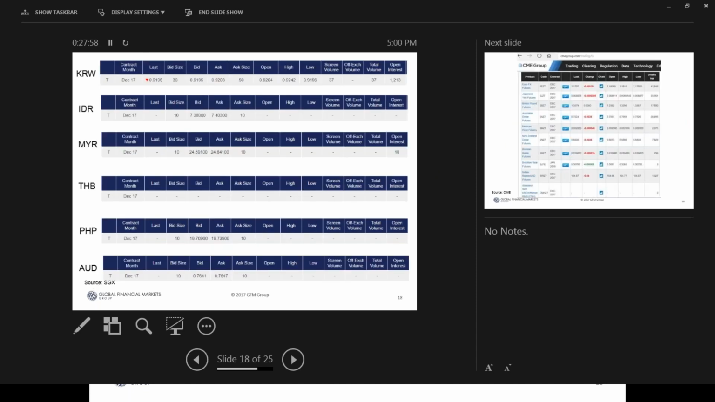Just on the next slide, for reference, I took a snapshot of some of the other currency futures that are listed on the SGX. The SGX is one of my favorite futures exchanges purely because it does list a nice variety of different Asian markets, both their equity futures and their currency futures. And I like the fact that I can trade Korean won, Indonesian rupiah, Malaysian ringgit, Thai baht, Philippine peso, and Australian dollar futures contracts in theory here, even though, as you can see, there isn't always that much volume or that much liquidity.